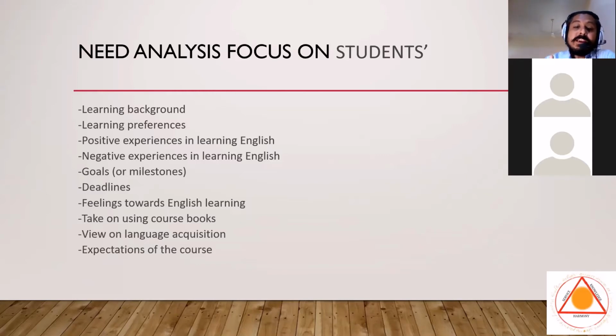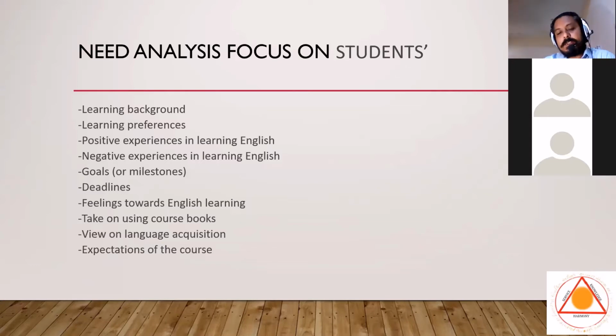What are their feelings towards English learning and what kind of course book they would like to take on, and what are their views on language acquisition. You can have a Likert scale where you can ask, do you like to learn English? Where would you like to learn and acquire the English language? And they will say 1 to 5, in the classroom, outside the classroom, and then you can give a number of options. And what do they expect from the course?